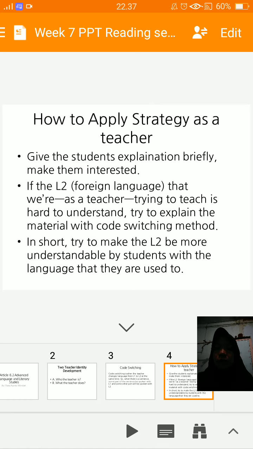the foreign language. In short, we need to make the subject more understandable for the students by saying it in the language that they are used to. Maybe they use their mother language in everyday life. So when we explain things with the language that they always use, they will be more interested in the foreign language.